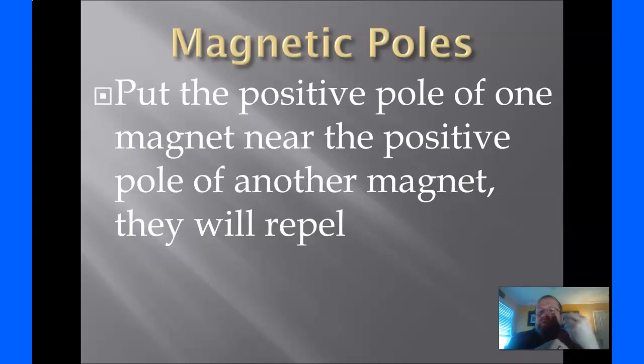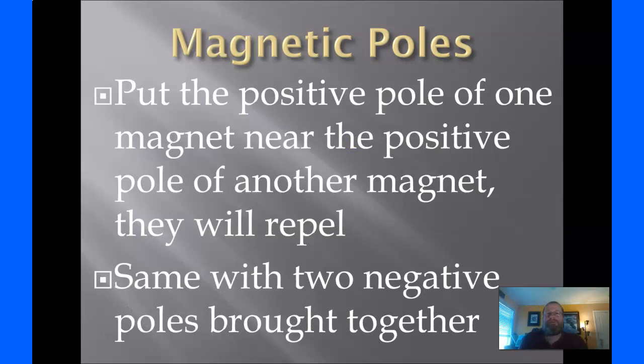Put the positive pole of one magnet near the positive pole of another magnet, they repel. Yes, you're probably strong enough to make the magnets in your house stick together while you're playing with them. Even though they're repelling each other, you're strong. Great. But you can feel the force repelling them. Same thing with two negative poles. So opposites attract, likes repel, just like with charges. Same thing happens with poles.